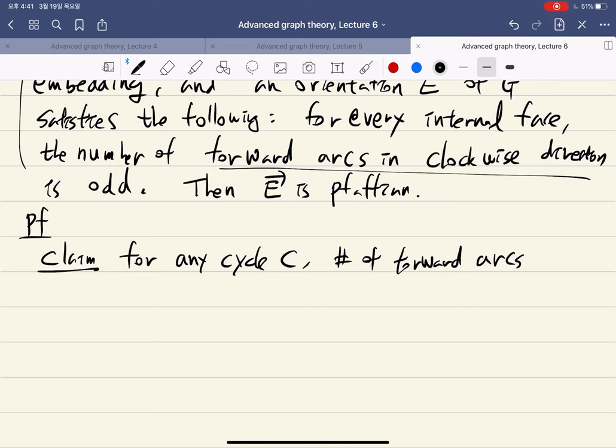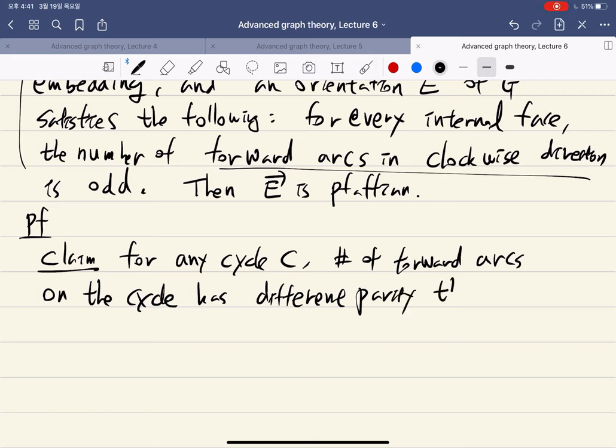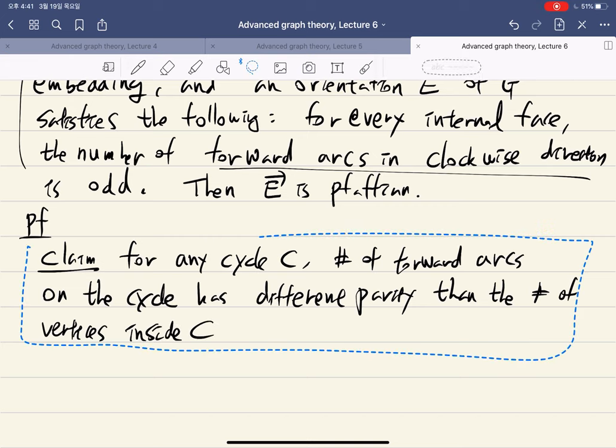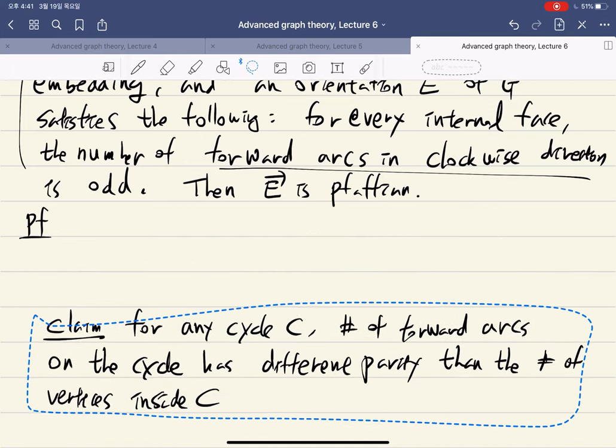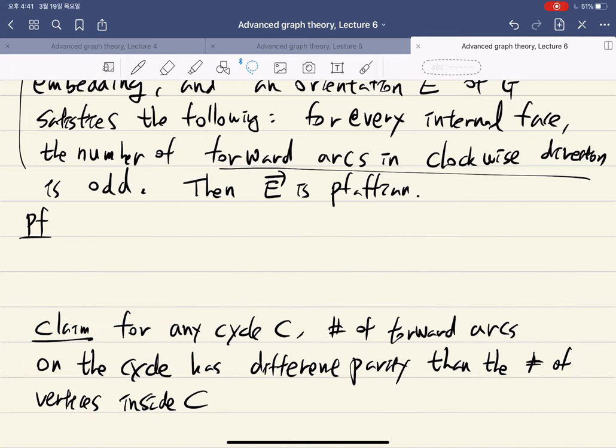There you can count the forward edge and backward edge on the cycles that has different parity, then the number of vertices inside C. So we can fix one phase as an outside phase, then you can talk about inside and outside.